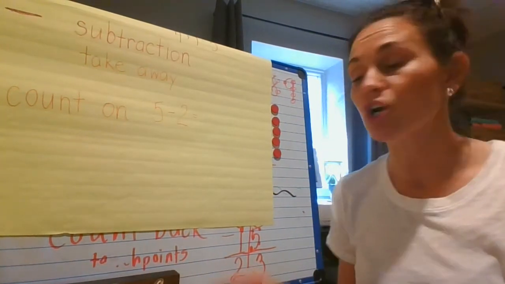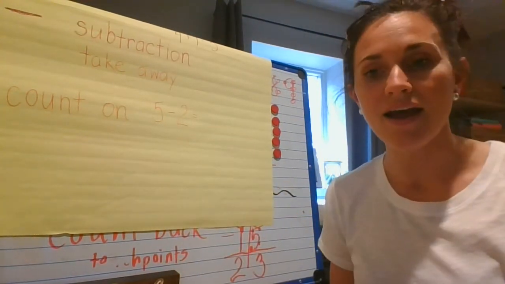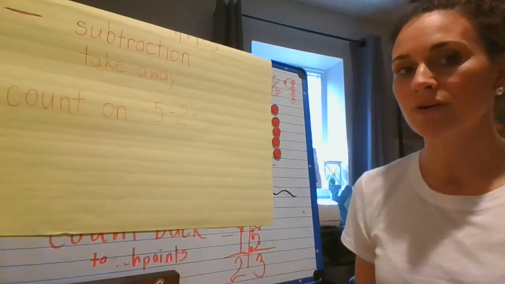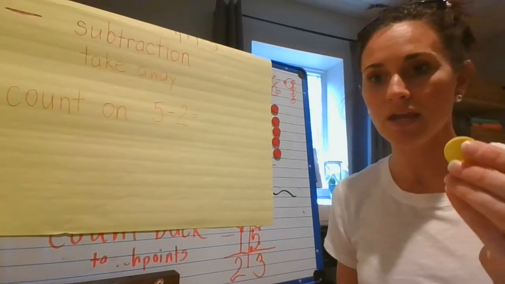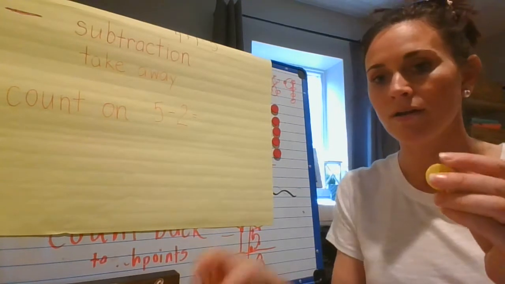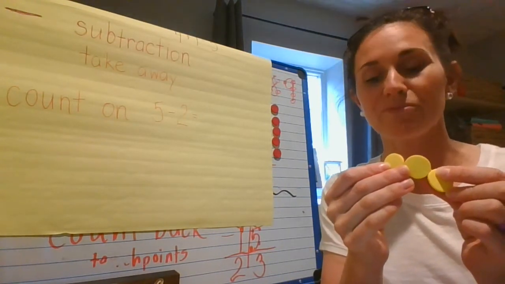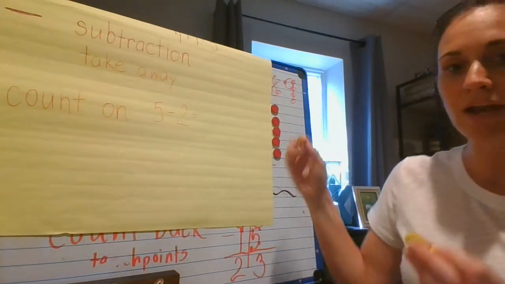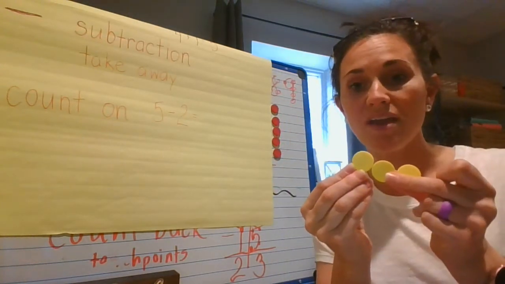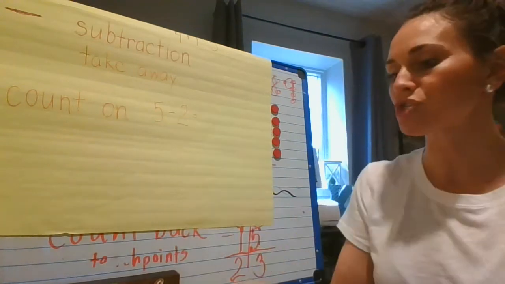I might do this. I might start at 2 and count on. So I would say 2, 3, 4, 5. And what would my answer be? 3. So this is what I started with. This was my whole. My answer would be 3 because I counted on from 2, which is our lowest number.